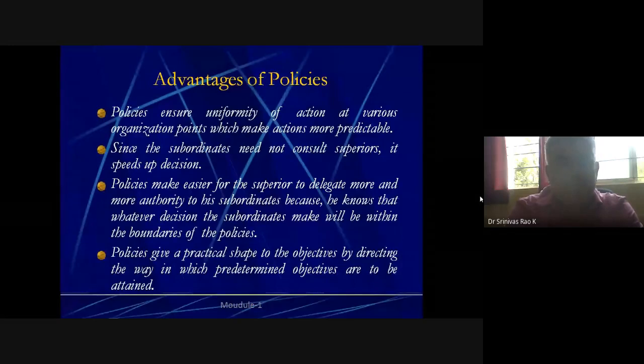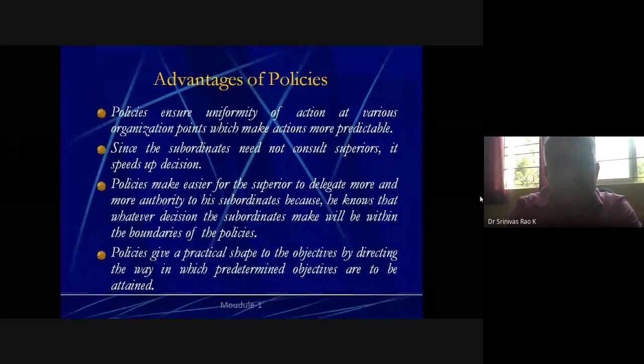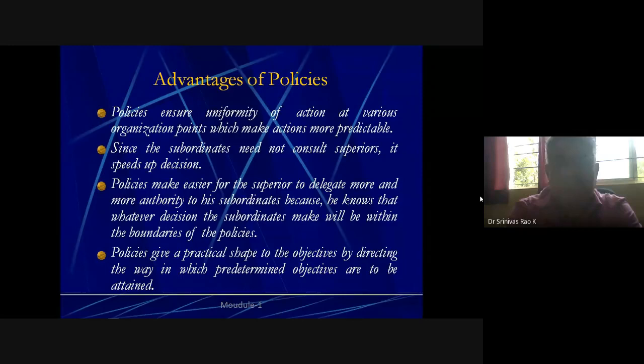The policy ensures uniformity of action at various organization points, which makes actions more predictable. Because with these policies only you are able to perform much better than without policies. Because the people have some kind of policies, they know rules are there, guidelines are there, so they will follow the guidelines and they achieve the goals.